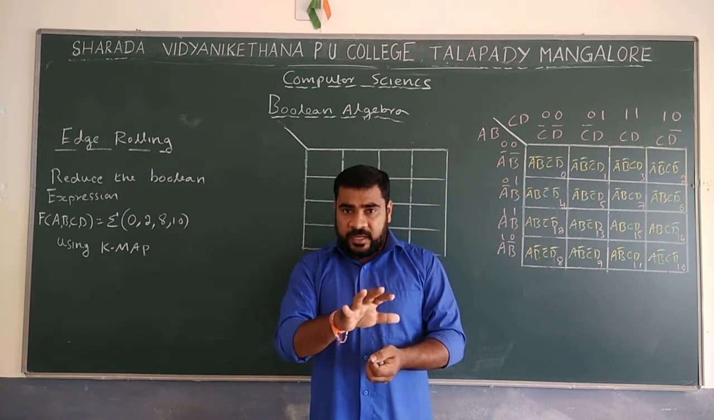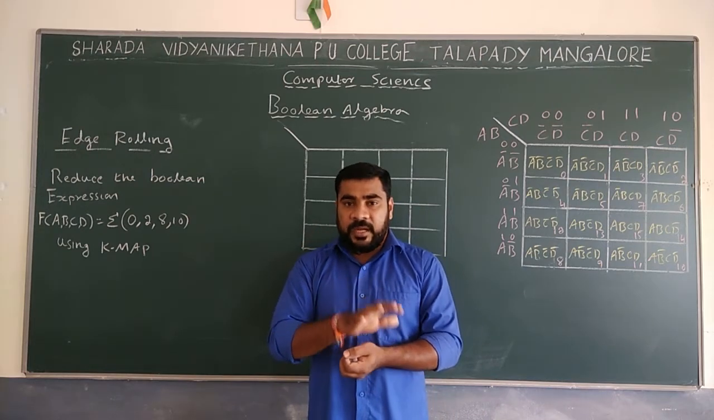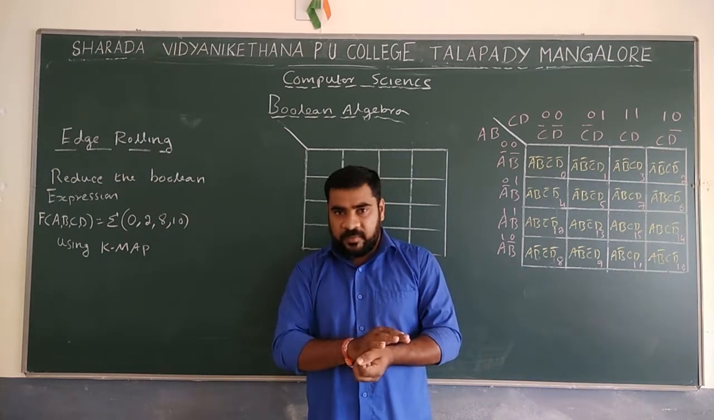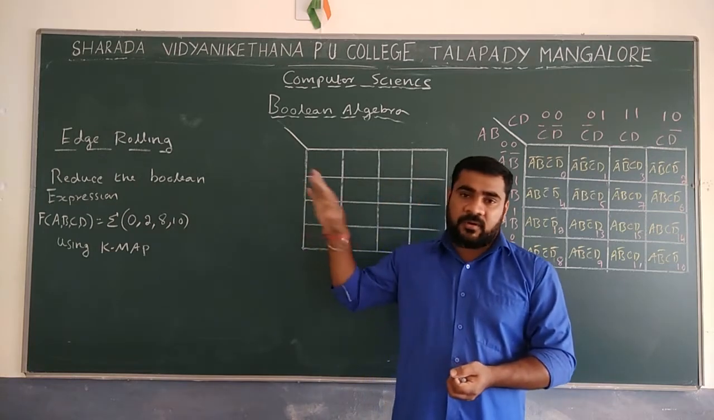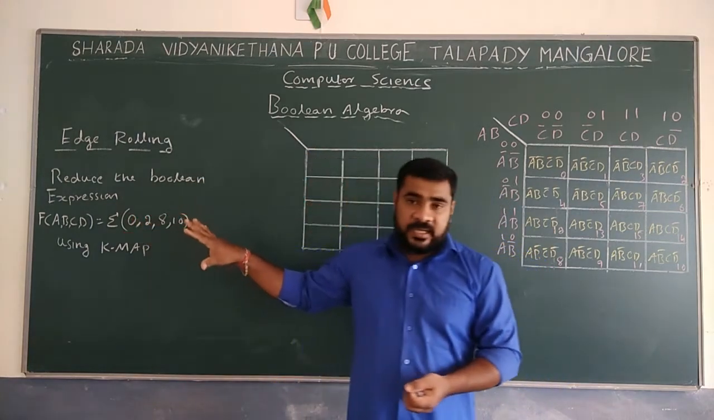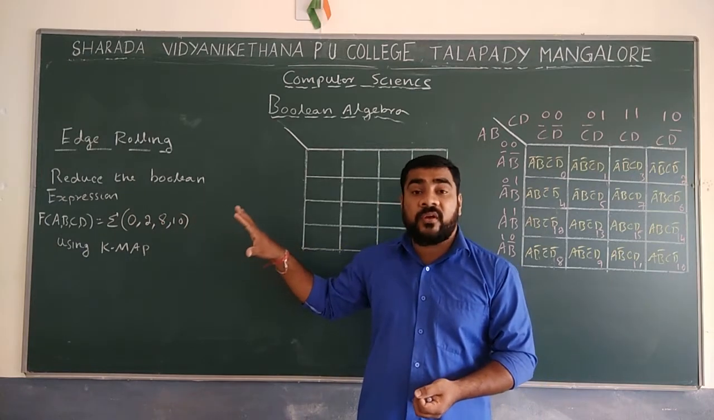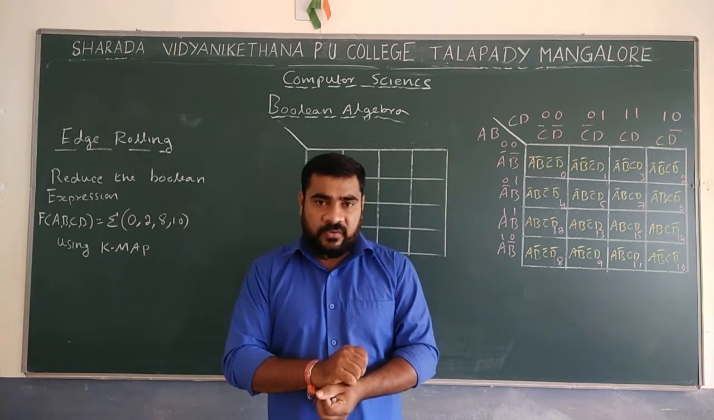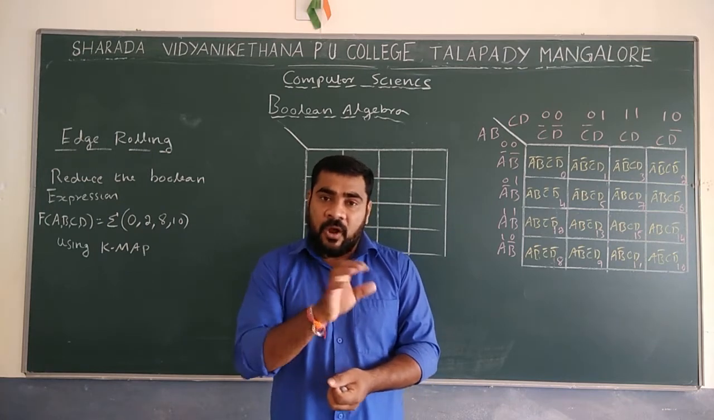Before going to the edge rolling or map rolling, whatever it is, the grouping method, first you have to take one question. Here the question is: reduce a Boolean expression f(a, b, c, d) equal to sum of 2, 4, 8, 10. Means 4 terms are available. That 4 term Boolean expression we have to reduce.